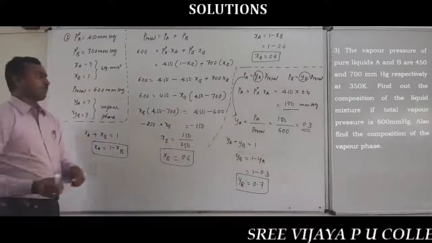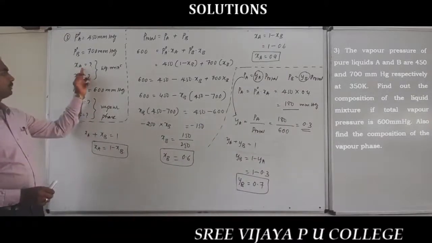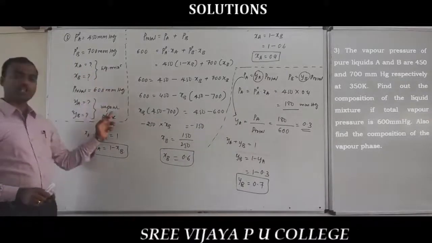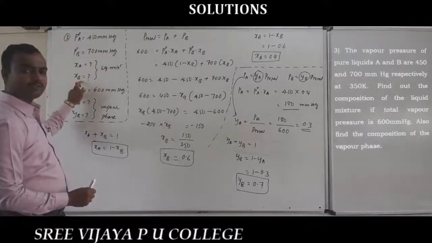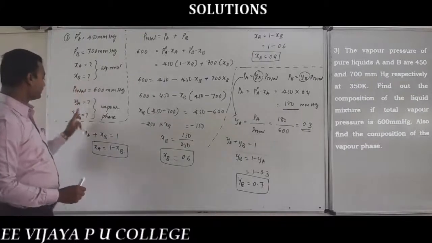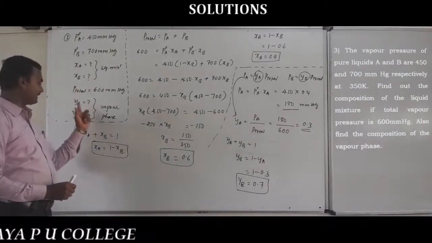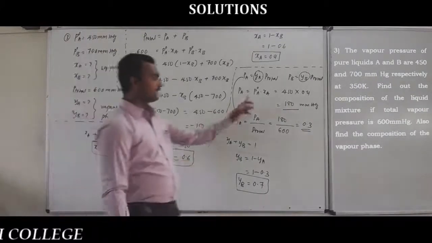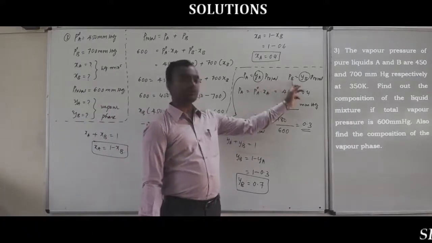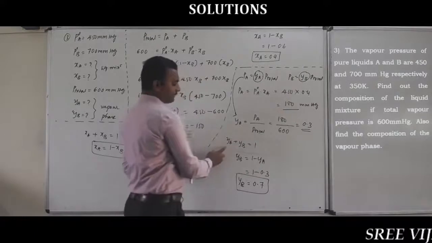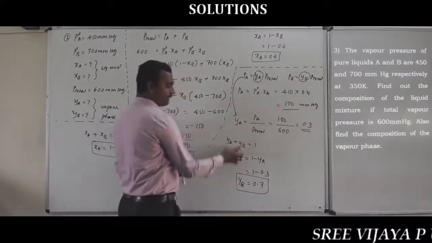So here the question is to calculate the mole fraction composition of the liquid phase and the vapor phase. Nothing but the mole fraction of components A and B in the liquid phase, that is XA and XB, and the mole fraction in the vapor phase, that is YA and YB. YA and YB can be calculated by using the partial pressure of component A and the partial pressure of component B. So once the PA value is known, next you can find YA.